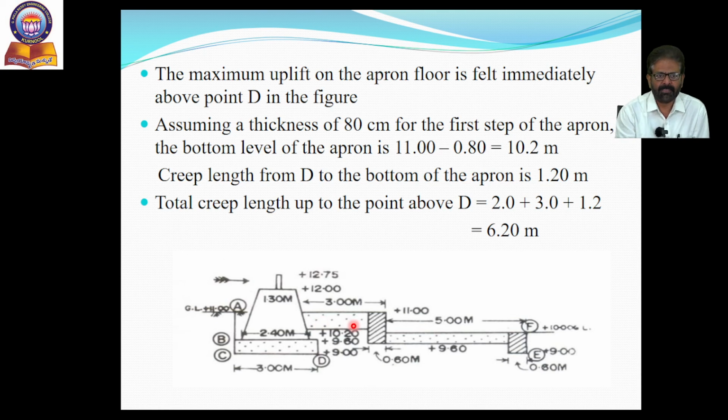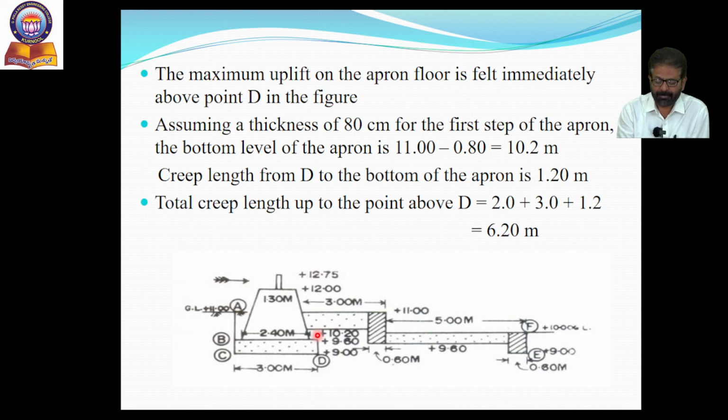Therefore, the bottom level of the apron, as per this assumption: here the existing ground level is 11 meters. Suppose you provide the solid apron with its top equal to 11 meters level, from which if you consider 0.8 meter thickness, the bottom of the floor level is 11 minus 0.8, 10.2. You observe carefully, 11 minus 0.8, where 0.8 is the assumed thickness. Therefore 11 minus 0.8 is 10.2, the bottom level of the assumed apron.